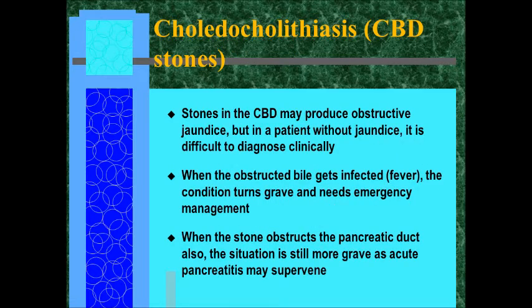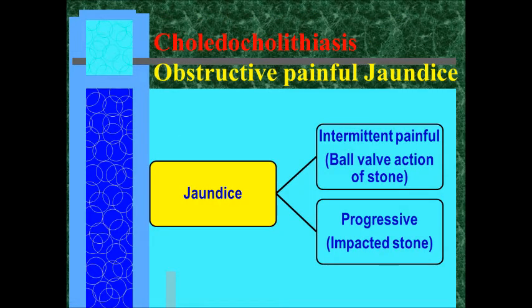Stones in the common bile duct may produce obstructive jaundice, but in a patient without jaundice, it is difficult to diagnose clinically. When the obstructed bile gets infected and causes high fever, the condition turns grave and needs emergency management. When the stone obstructs the pancreatic duct also, the situation is still more grave as acute pancreatitis may supervene. The obstructive jaundice caused by a CBD stone is always painful.